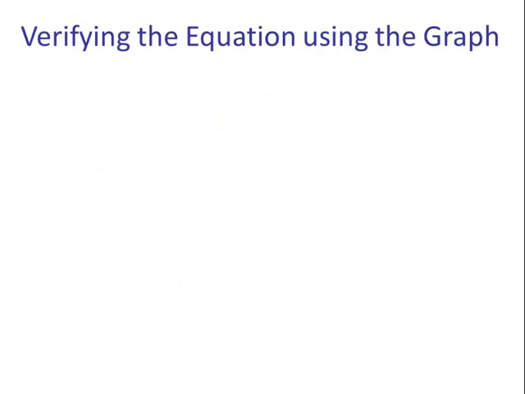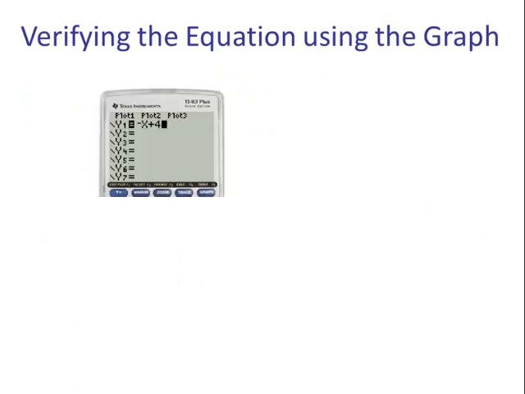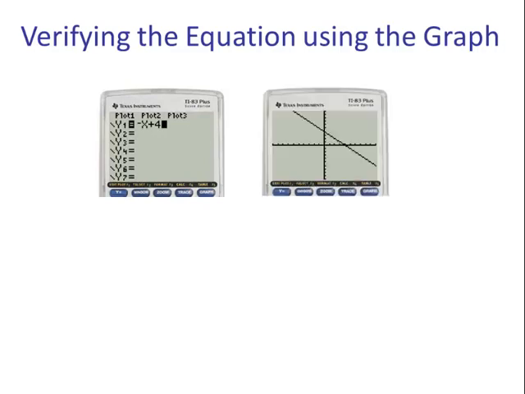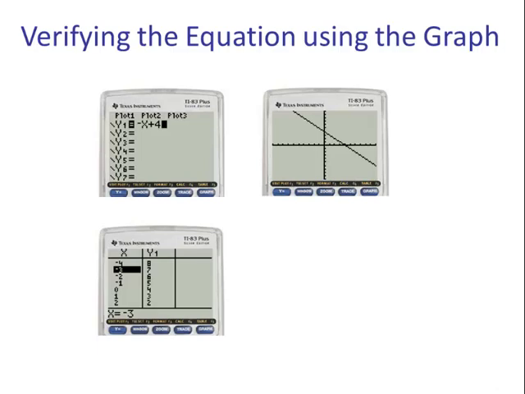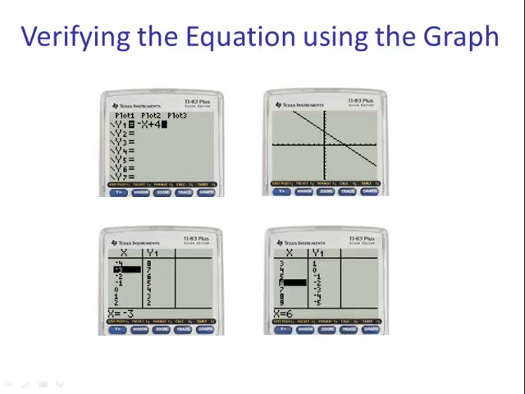Let's verify this using the graphing calculator. We hit the y equals button, type in negative x plus 4, hit graph, and then if we hit second graph, which is table, and scroll through the values, look at negative 3, we see that y is 7, and when x is 6, y is negative 2. So we have verified the equation.